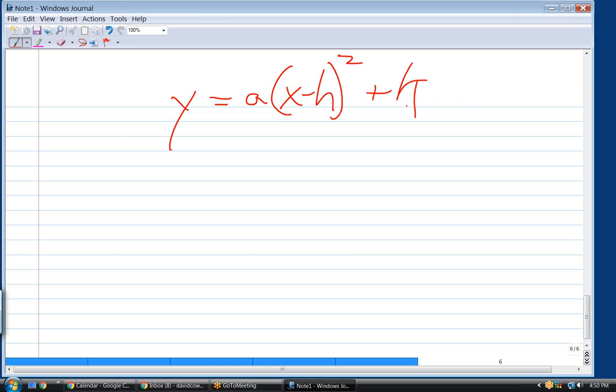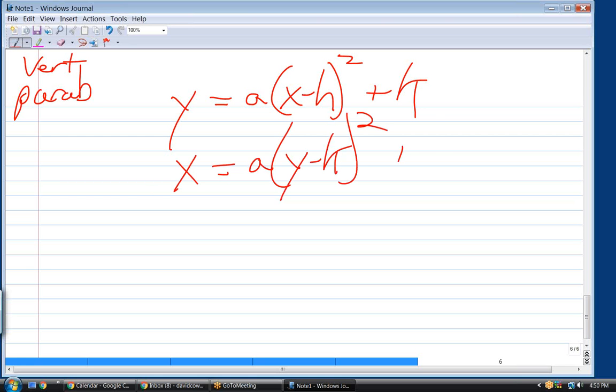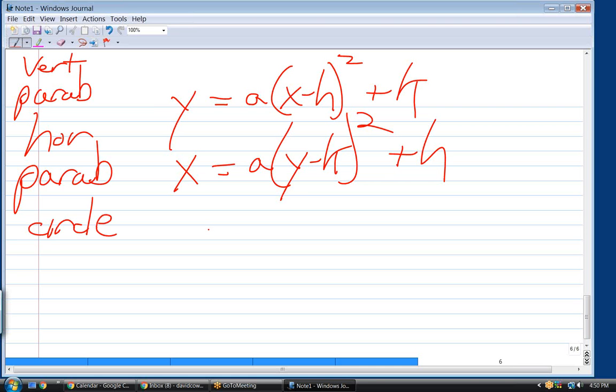That is the general equation for a vertical parabola, correct? Yes. This is the general equation for a horizontal parabola. Yes? Yes. What's a circle? What is a circle? Yeah, what's the general equation for a circle? No clue.